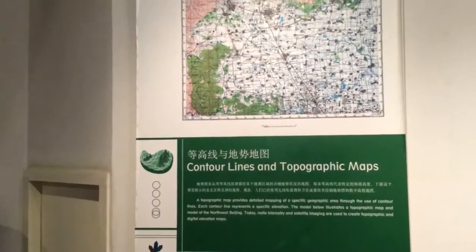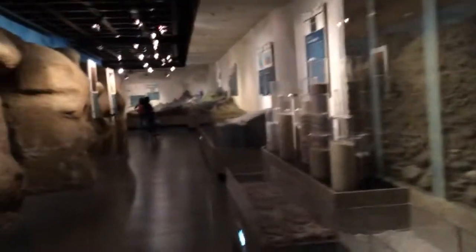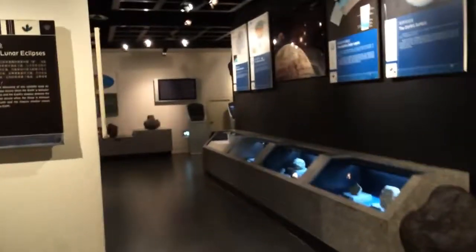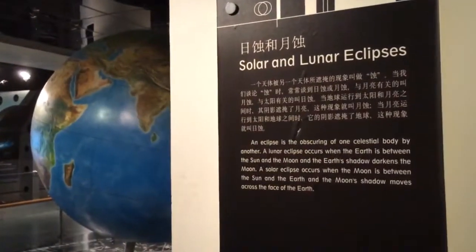Contour line and topo maps. Solar and lunar eclipses. It's a total eclipse of the heart.